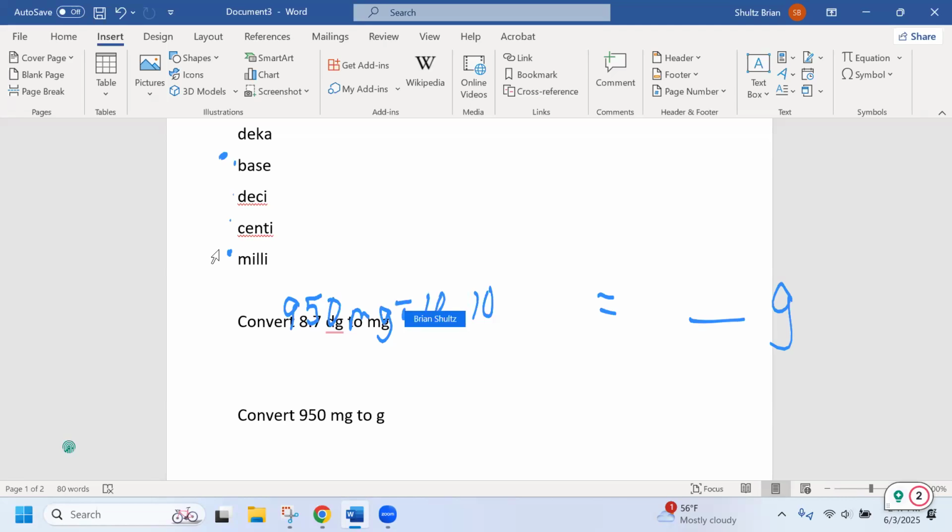Divide by 10, divide by 10, divide by 10 three times, which means if my decimal place is here, when I divide by 10, I move the decimal left. So 1, 2, 3, it is 0.95 grams. 0.95 grams is 950 milligrams. Okay? So, sorry for the division multiplication mistake. Hopefully that didn't cause you a lot of grief.